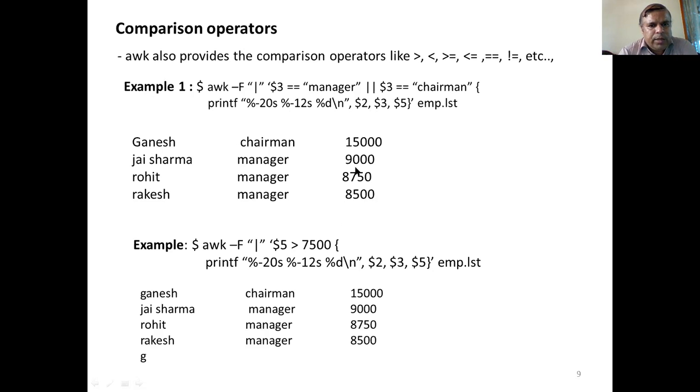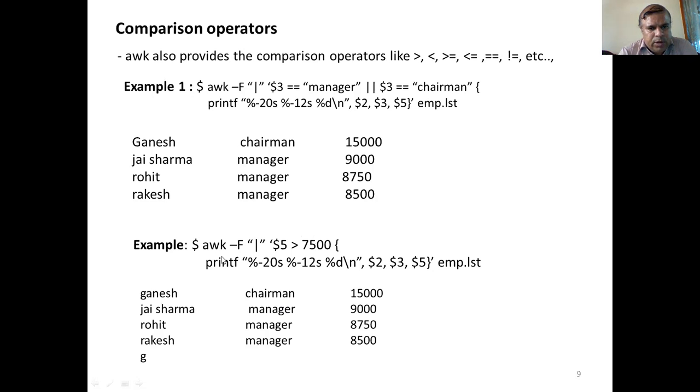It has displayed all the employees, their name, designation, and the salary, of those employees whose designation matches either manager or chairman. Here is another example that uses the comparison operator greater than. We want to print all those employees whose designation is either manager or chairman and whose salary is greater than 7,500. So here is the command.